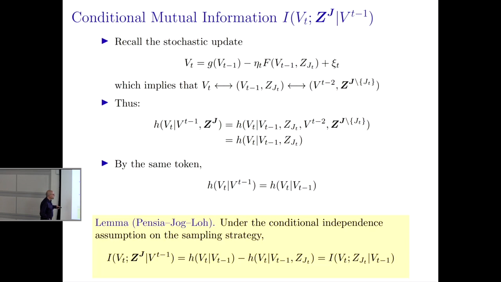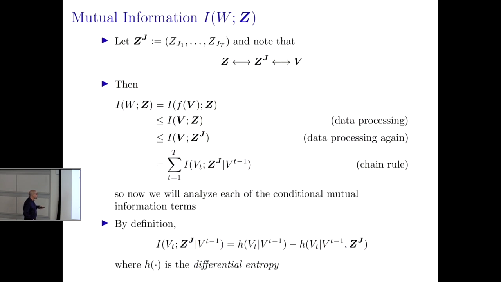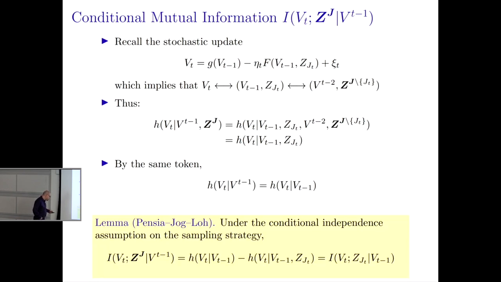And the same idea applies here, because I can just marginalize out all other things and end up with this. As far as the previous iterates go, you can think of these as additional randomness, only these matter. And so this is a lemma: under these conditional independence assumptions, this term that appears in this expression actually becomes much simpler. It's a difference of two conditional differential entropies, but now we've eliminated a bunch of the conditioning variables. And then we look at it and see that it is itself a conditional mutual information between VT and the training instance seen at the tth iteration, given just the previous iterate.